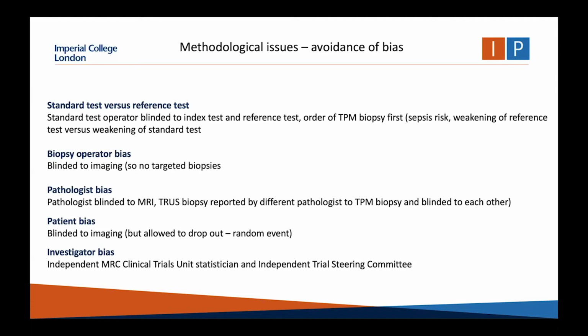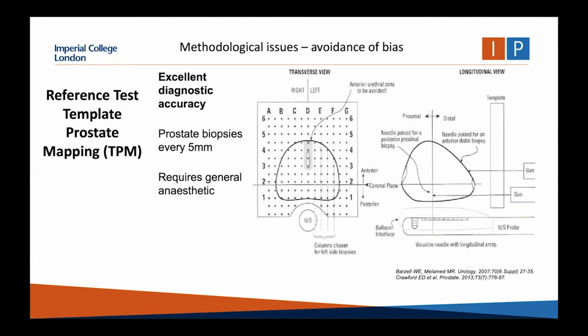And we were all biased. We wanted MRI to work. We knew we had to do a big study, but we wanted it to work. And so having an independent statistician and TSC was important.